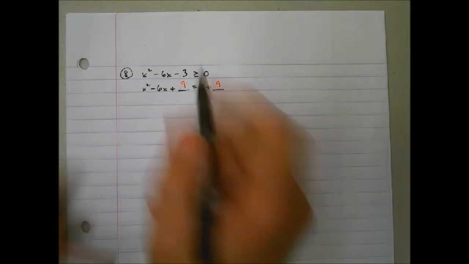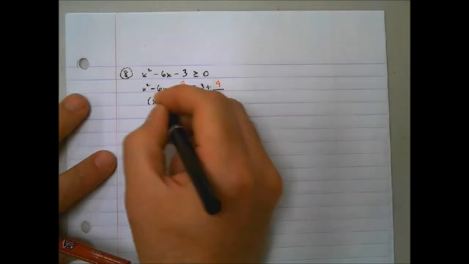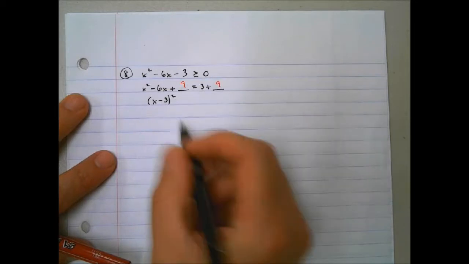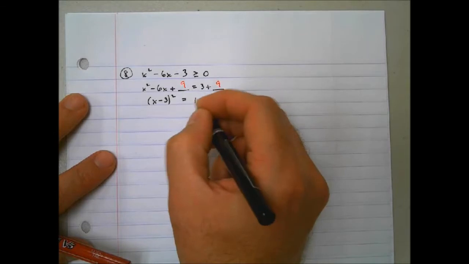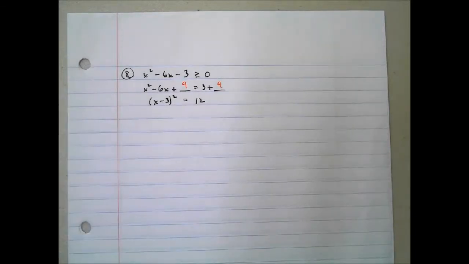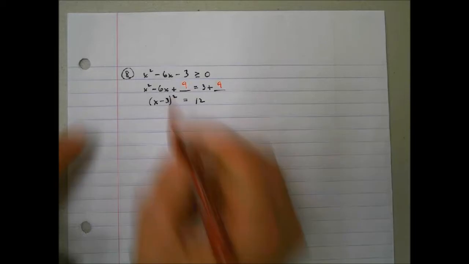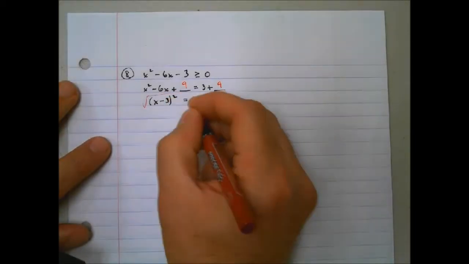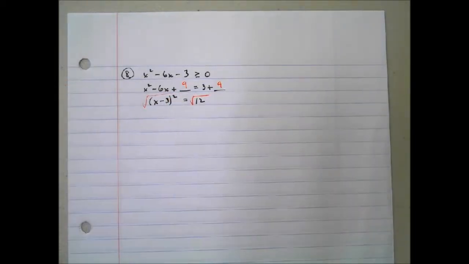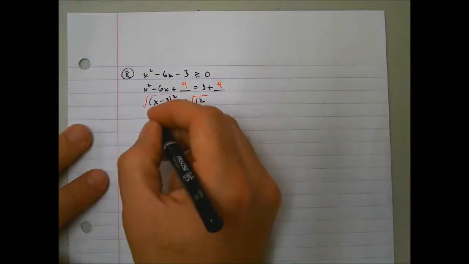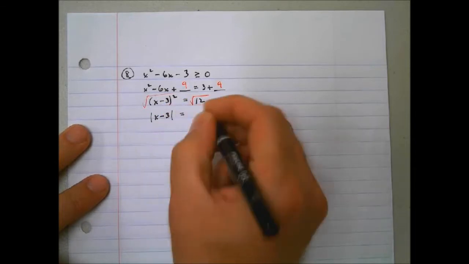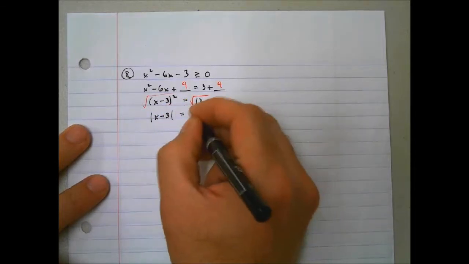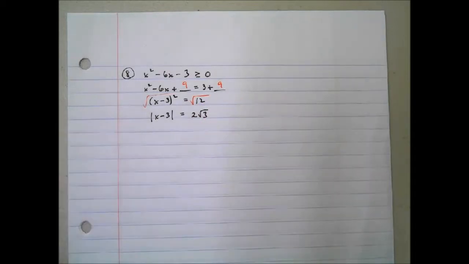And of course, the left-hand side factors as x minus 3 times x minus 3. In other words, x minus 3 quantity squared. That's why it's called completing the square. And we have 12 on the other side. Okay, so we take the square root of both sides. And of course, the left-hand side is the absolute value of x minus 3. And the right-hand side is the absolute value of 2 root 3. Of course, the absolute value of 2 root 3 is 2 root 3.